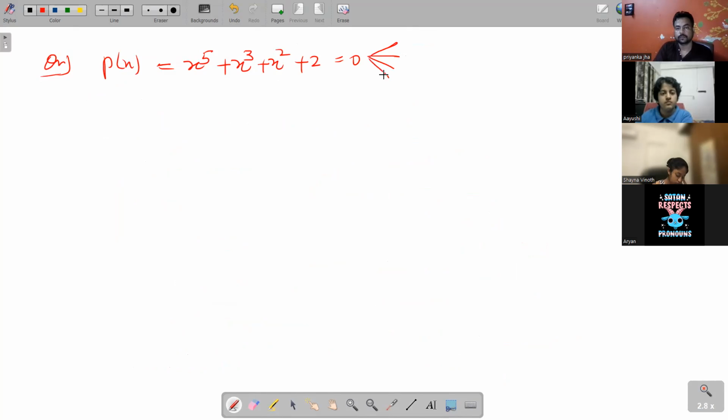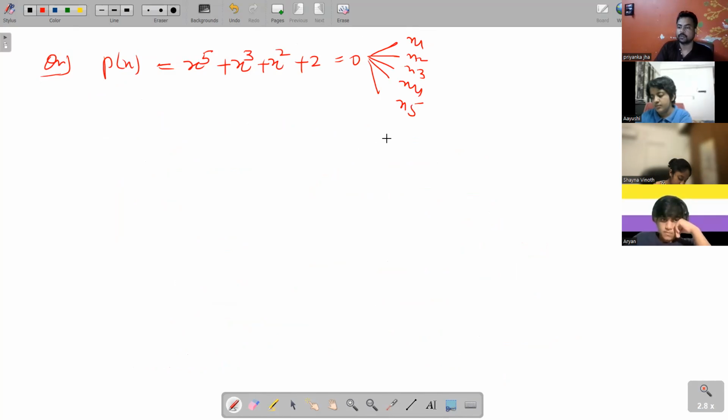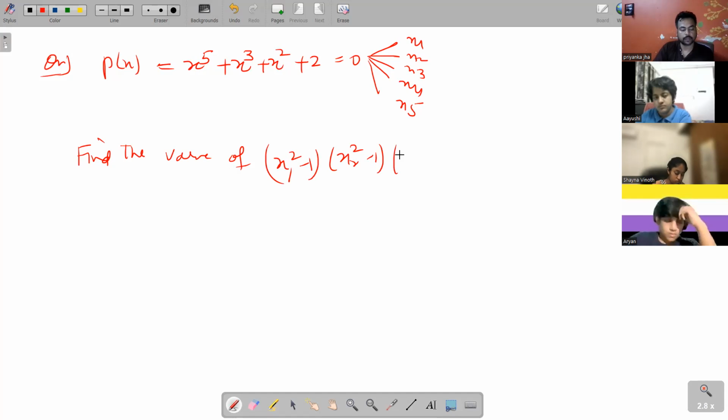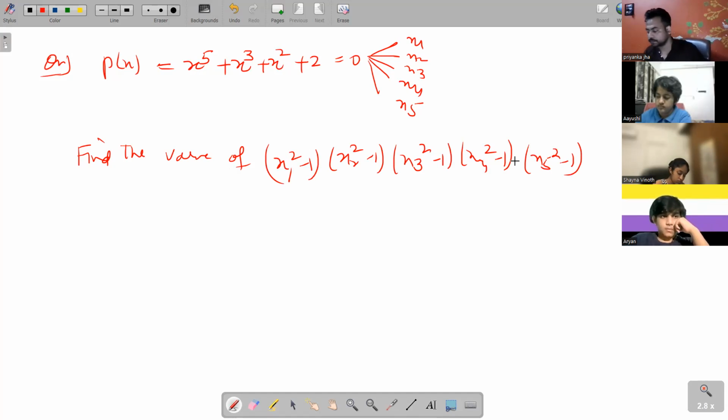It has 5 roots. Suppose x1, x2, x3, x4, and x5. This equation has 5 roots. You have to find the value of (x1 square minus 1), (x2 square minus 1), (x3 square minus 1), (x4 square minus 1), (x5 square minus 1). Let's find out.